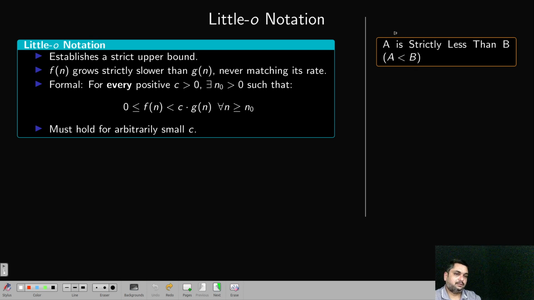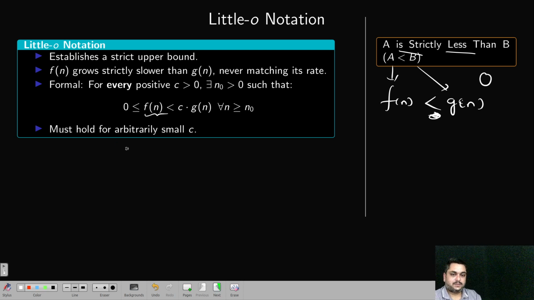Suppose a and b are two functions. So you are saying a is strictly less than b. So if I say this is my f of n and this is my g of n, this is always strictly less. For big O, we take the equality sign. Here there is no equality sign. So what will be the definition? This is also always a positive function, because input size is positive and the function should be positive. 0 less than or equal to f of n less than c into g of n for all n greater than some critical input size.